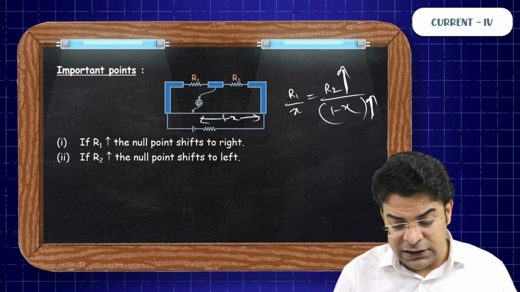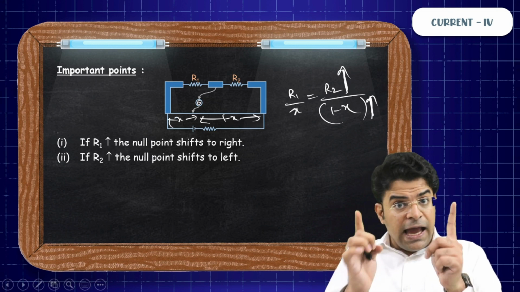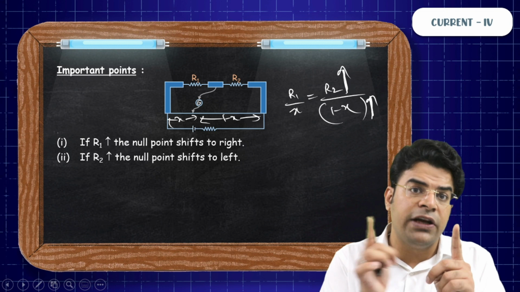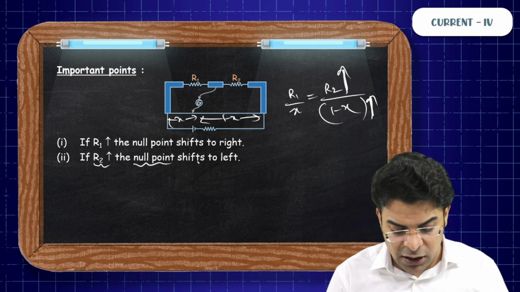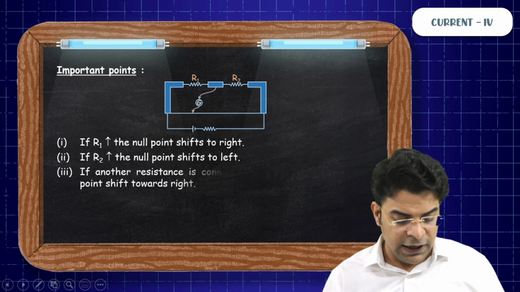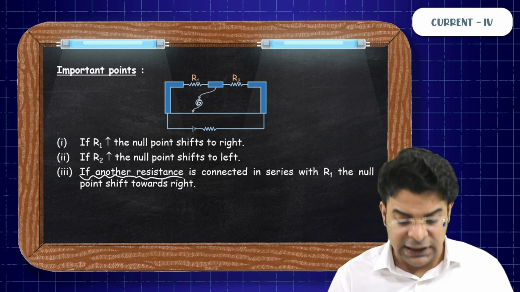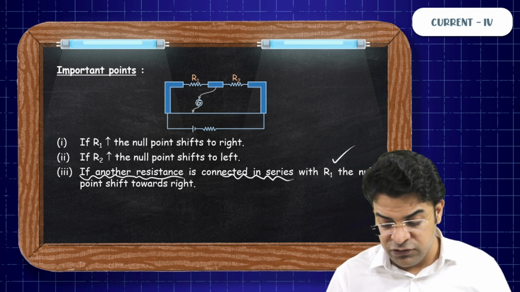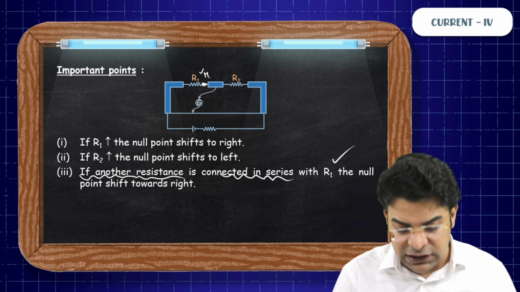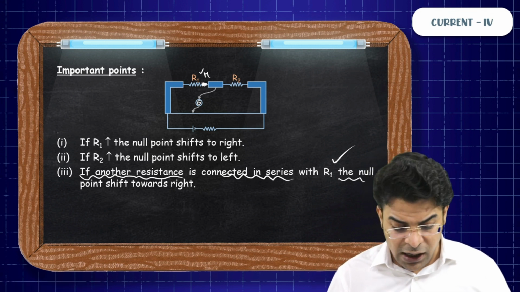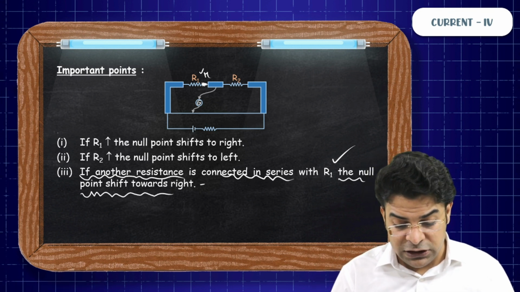and for 1 minus x to increase, the x will decrease, and for x to decrease, the null point should move towards the left. So if R2 increases, the null point shifts towards left. Next point, if another resistance is connected in series with R1, let's say with the R1 you connect one more resistance R in series, the null point will shift towards right.